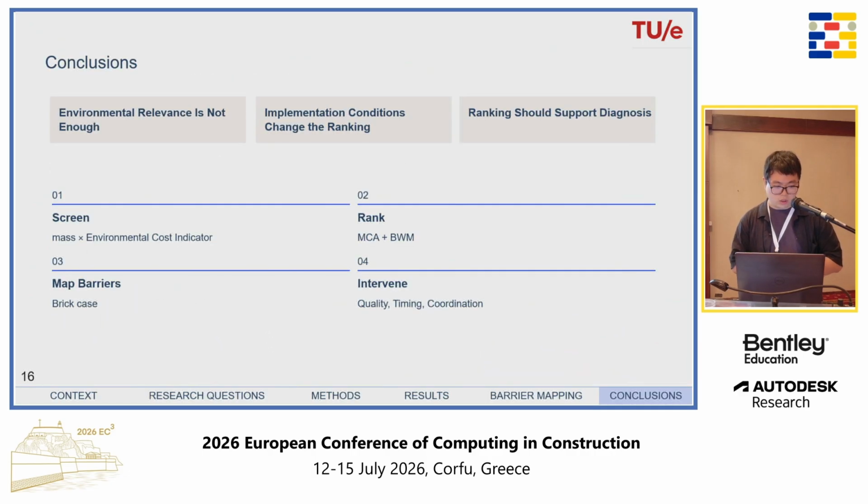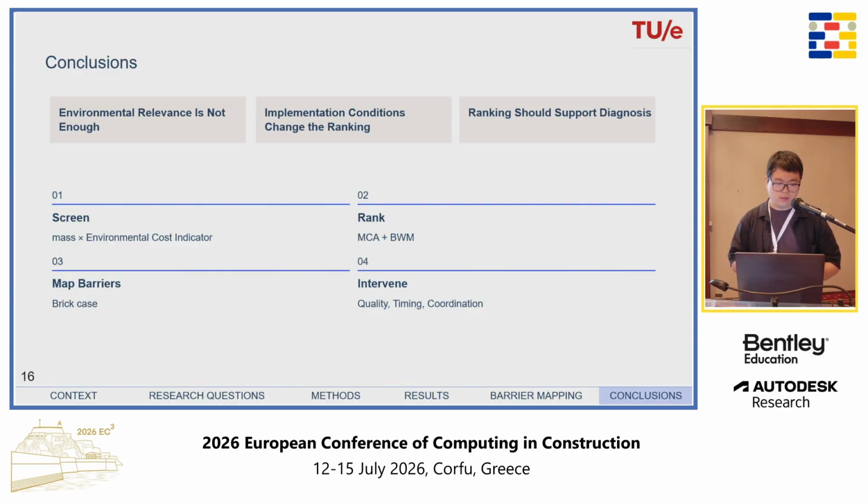And here comes the conclusion part. We can see that environmental relevance is not enough when we try to define which material groups, product level groups, should be considered first for reuse. And also implementation conditions change the ranking, and the ranking should support diagnosis.